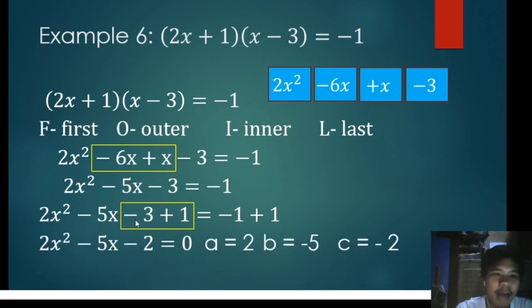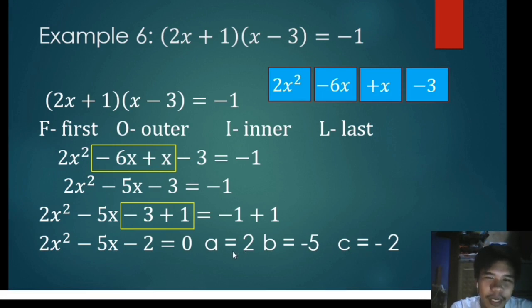So that we have 2x squared minus 5x minus 2 equal to, you simplify this one, so negative 1 plus 1 is now equal to 0. So our quadratic equation here is 2x squared minus 5x minus 2 equal to 0. So by that, we have the quadratic term, the linear term, and the constant term. We are now ready to get the values of a, b, and c.